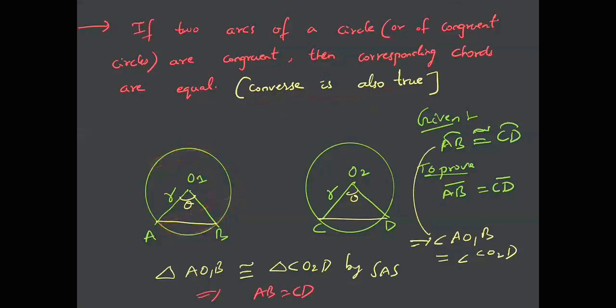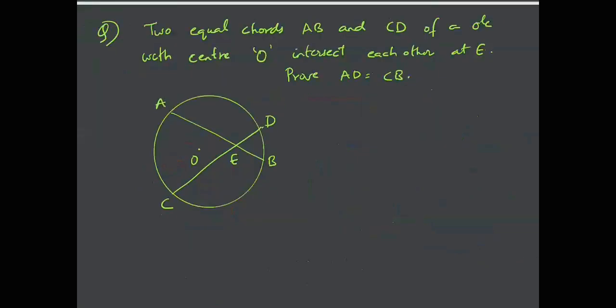Do this question. There are two equal chords AB and CD of a circle with center O, and they intersect each other at point E. You need to prove that AD is equal to CB.